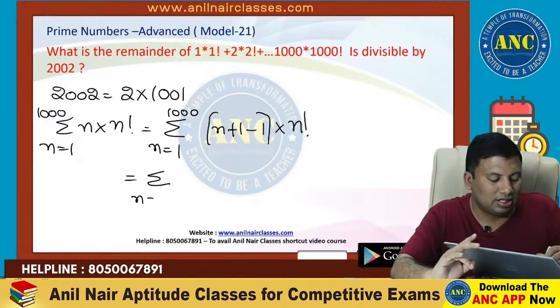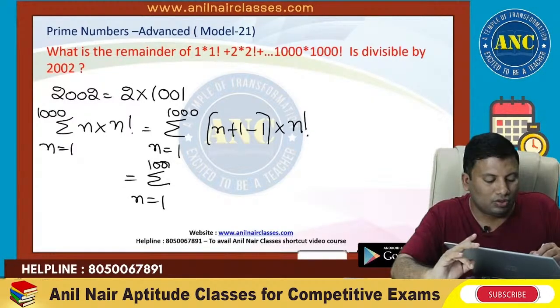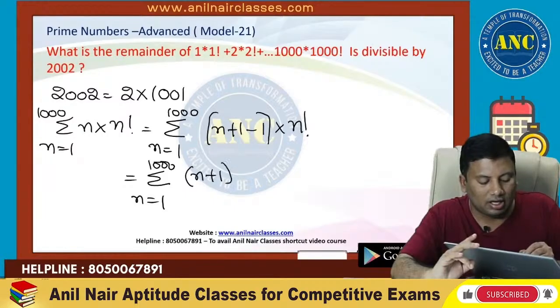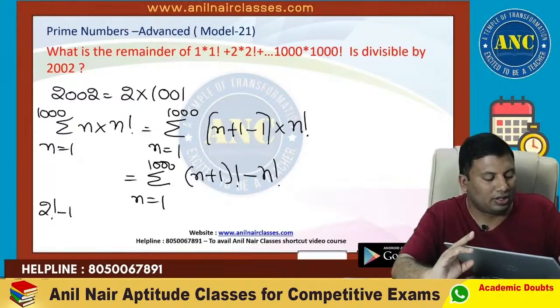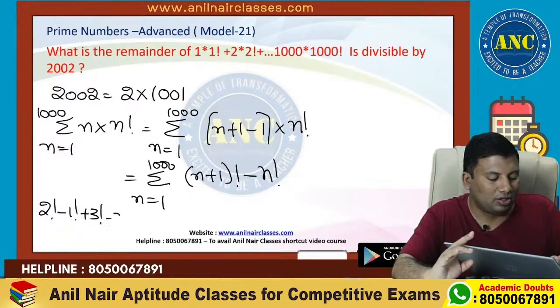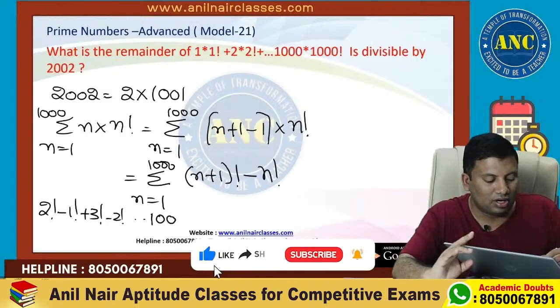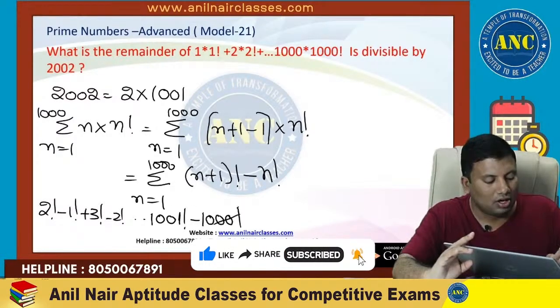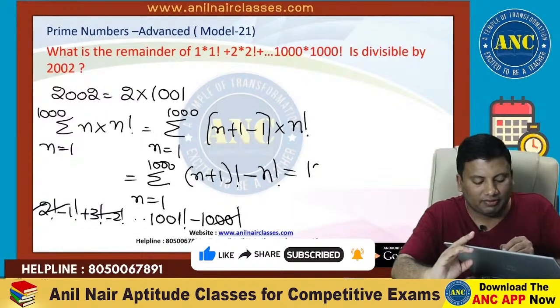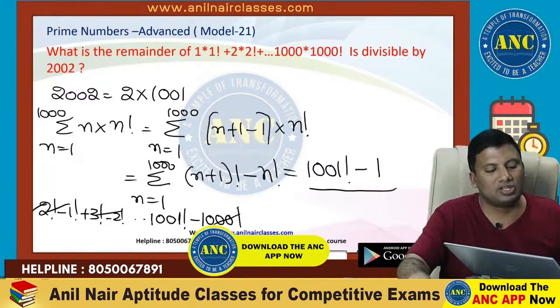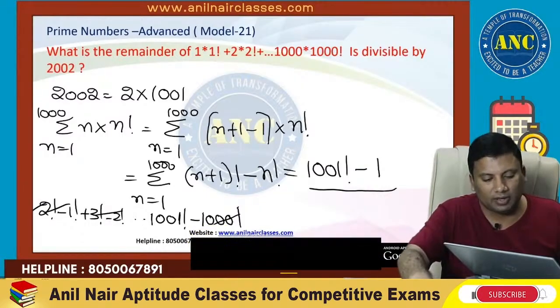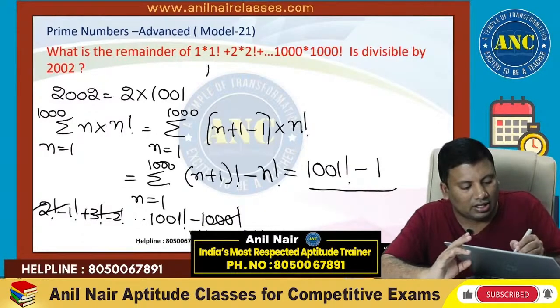This is nothing but the sum of n plus 1 into n factorial minus n factorial, which is n plus 1 factorial minus n factorial. That means 2 factorial minus 1 factorial, 3 factorial minus 2 factorial, up to 1001 factorial minus 1000 factorial. All will be eliminated. Finally what remains is 1001 factorial minus 1.